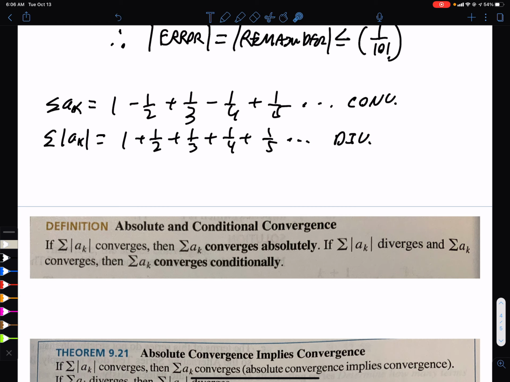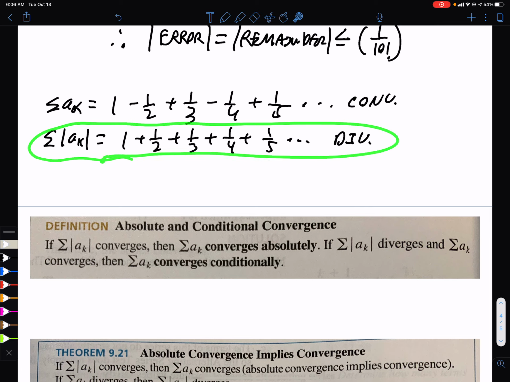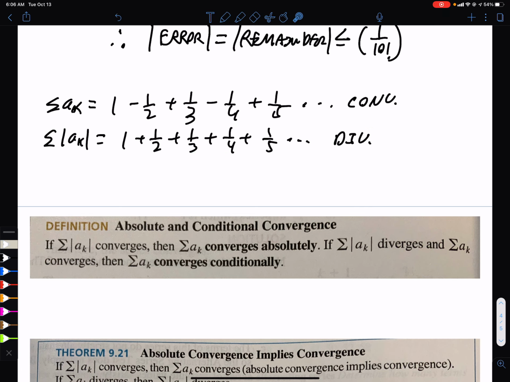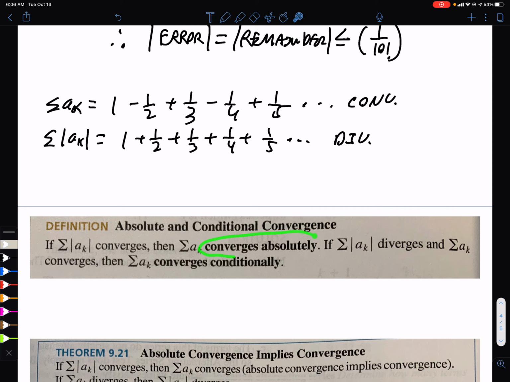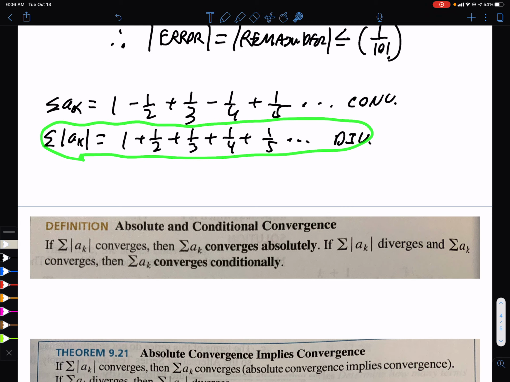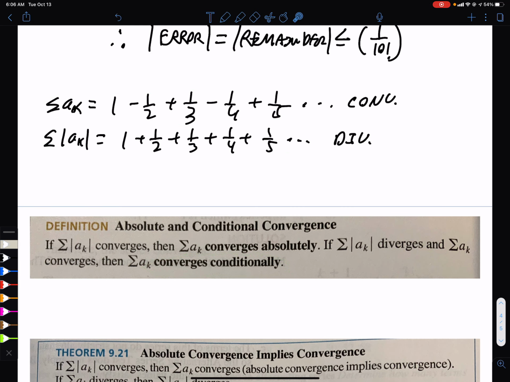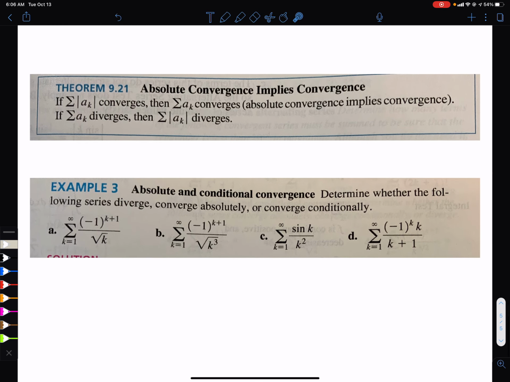So what is this definition saying? Well, if the absolute value of it converges, if that converges, it doesn't in this case, but if that were to converge, obviously the alternating will also converge. So we say it converges absolutely. No matter what, it's going to converge. But they say if the absolute value doesn't converge, diverges in this case, but the alternating does converge, then we call that converges conditionally, on the condition that it's alternating. So that's what it means, absolute and conditional convergence.